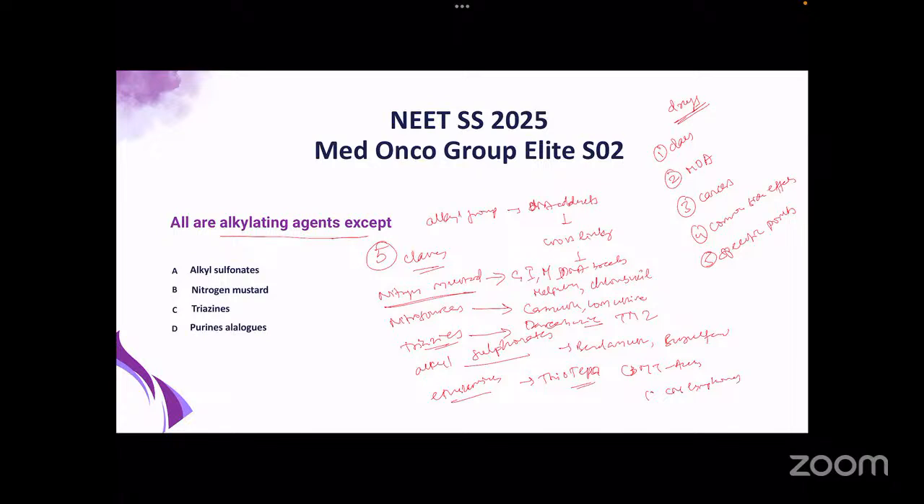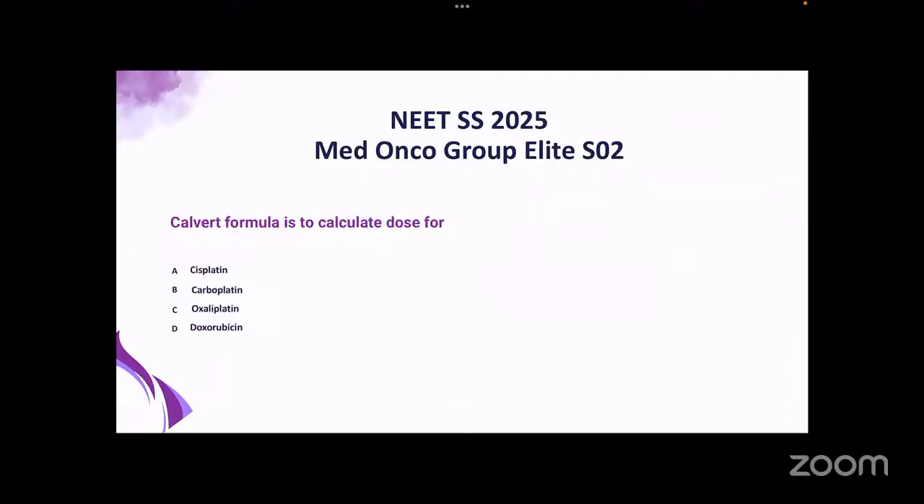So remember this specific point. So the question, all are alkylating agents except: alkyl sulfonates, yes; nitrogen mustard, yes; triazine, yes; purine analogs are anti-metabolite agents. So the answer is D, purine analogs.